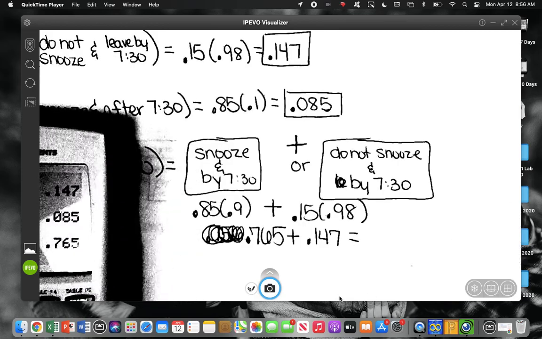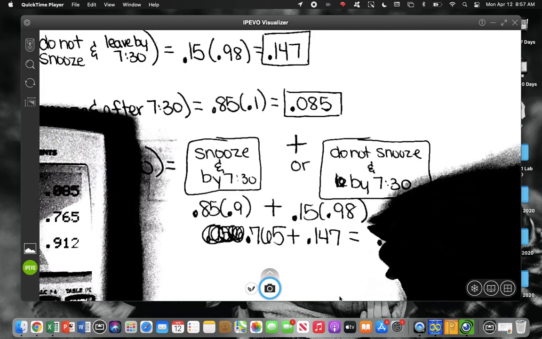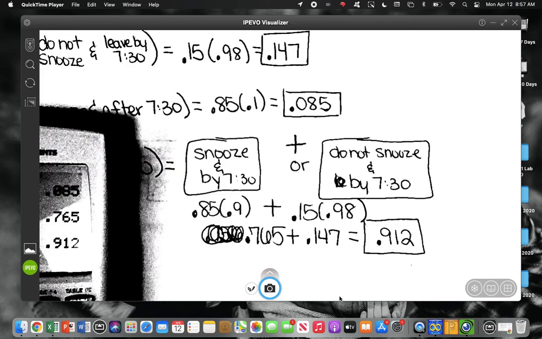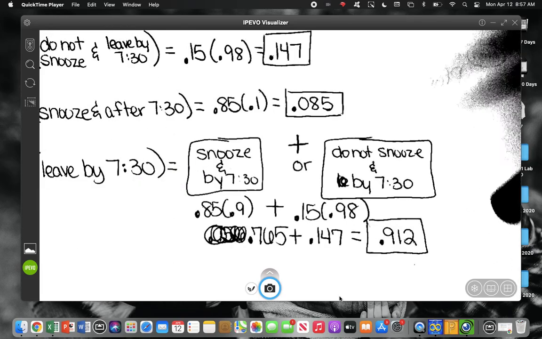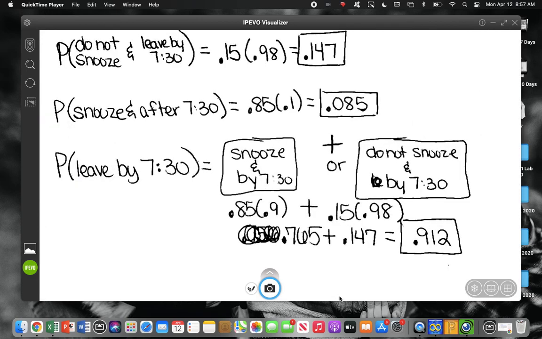Then we simply just add those together. So 0.765 plus 0.147 gives us 0.912. So that's saying that 91% of the time, I'm leaving my house by 7:30. That's pretty good. It's actually probably better than that this year. When my kids were like 2 and 4, definitely not the case. 91.2% of the time, I'm leaving my house by 7:30.